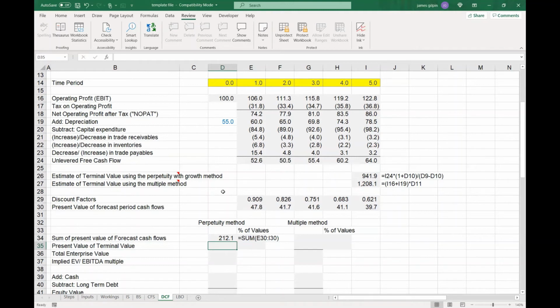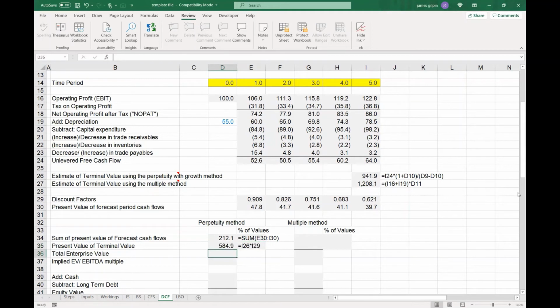Now the terminal value occurs in year 5. So to express the present value of that, I need to apply the year 5 discount factor. And I'm going to do the perpetuity method in column D. So I'm taking the perpetuity method terminal value, I26, and applying the year 5 discount factor to that.